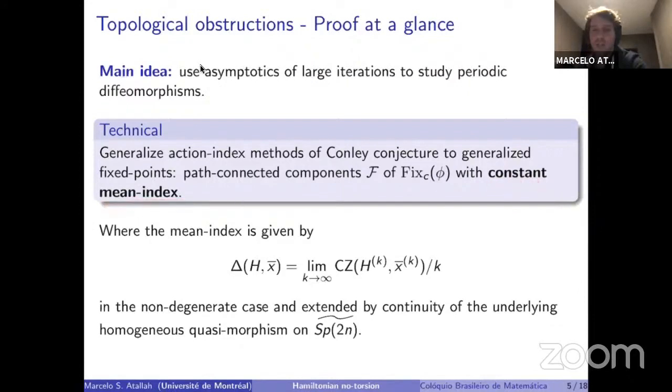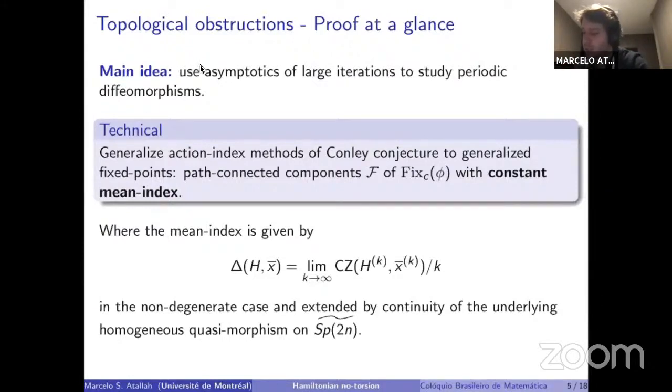This is not true in general. If you just take any path-connected component of a contractible fixed point set, you could have a varying mean index. But the fact that this map has torsion forces the mean index to be constant over these path-connected components. And this is crucial in order to be able to think of these generalized fixed points as de facto isolated fixed points and allow these methods to generalize.